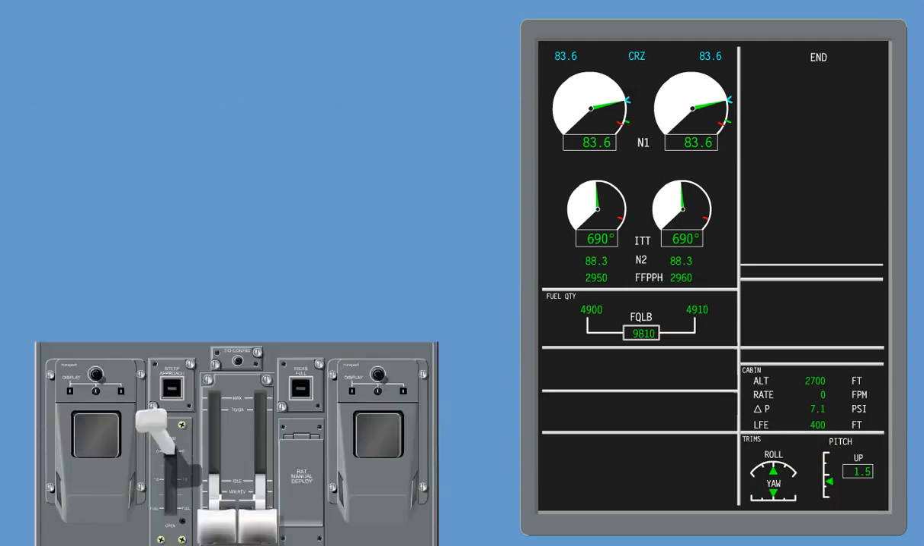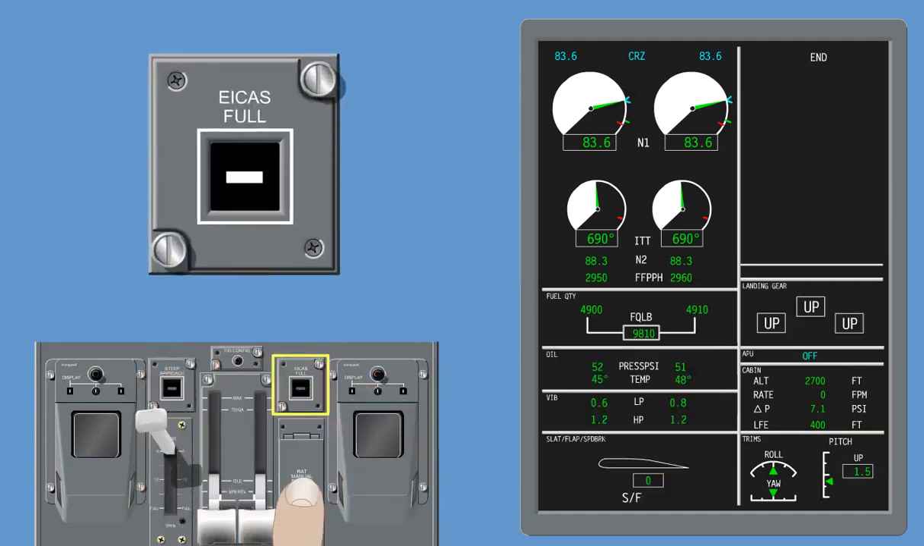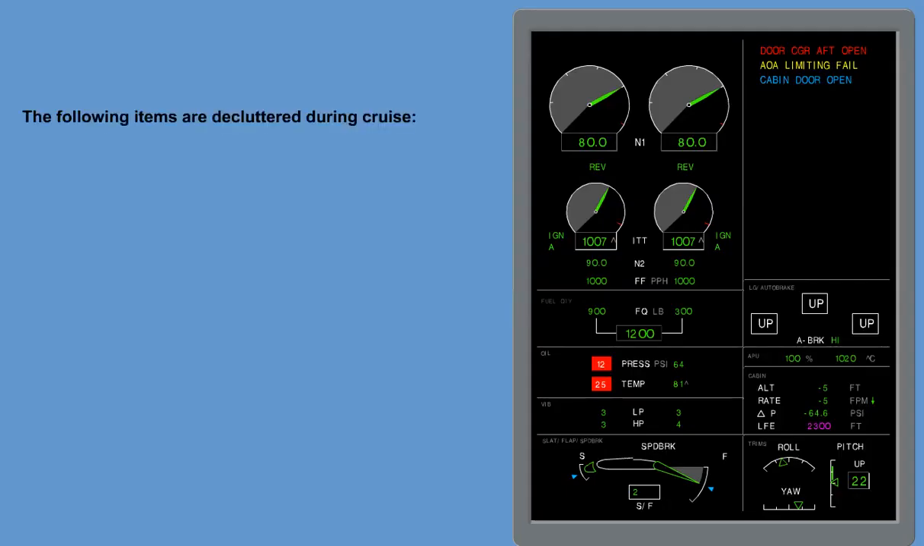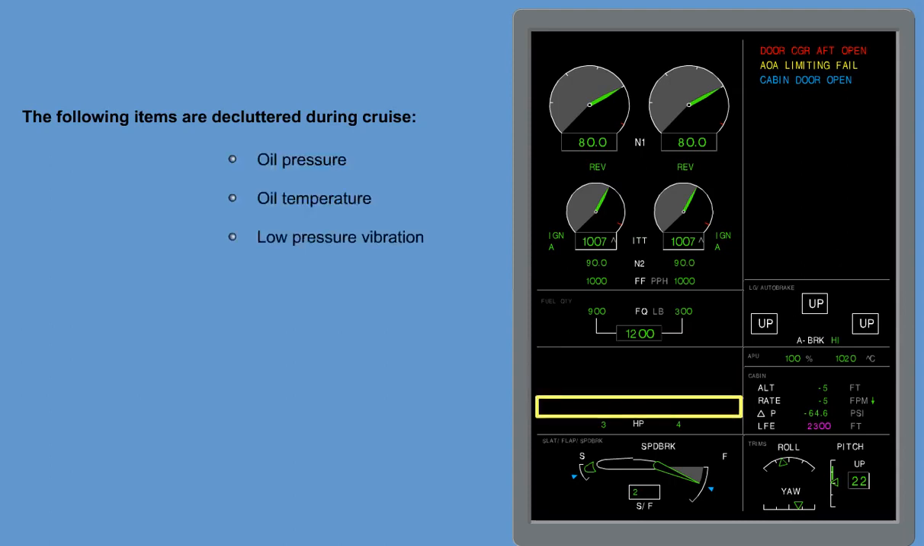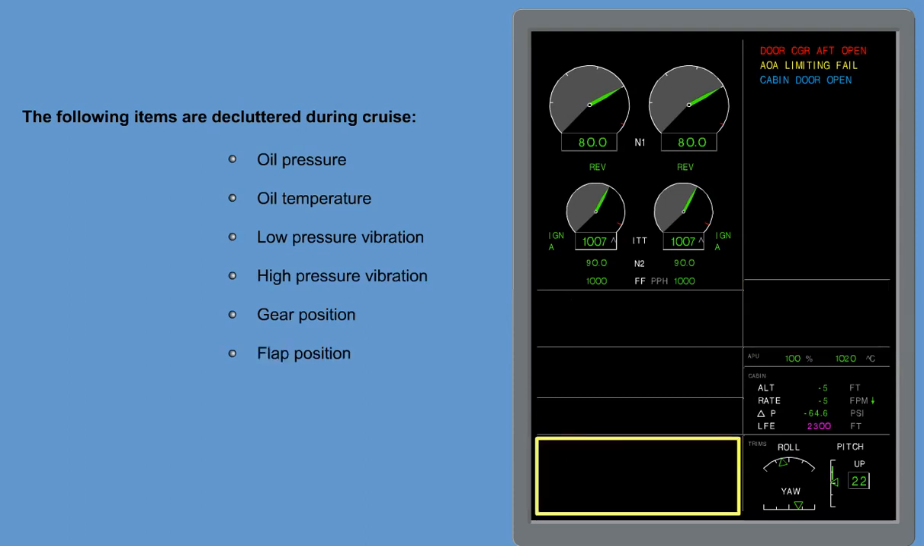Pushing the ICAS full button displays all of the decluttered items. The following items are decluttered during cruise: oil pressure, oil temperature, low pressure vibration, high pressure vibration, gear position, flap position, slat position, speed brake position.